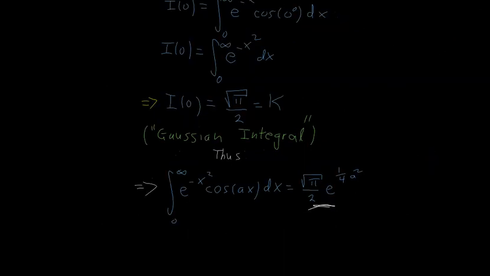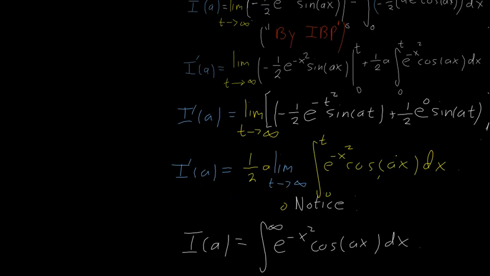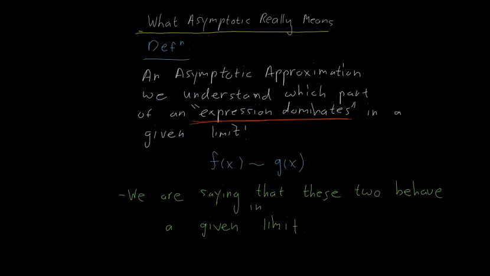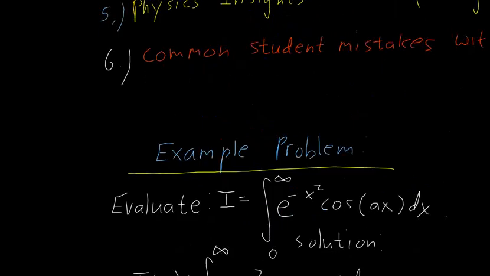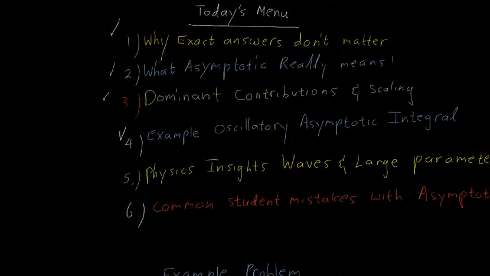But the main point is hopefully you understand not just the algebra, but mainly the structure of how an asymptotic oscillatory integral is working. Okay. And what does it mean to be an asymptotic function in the first place? We have talked about that. Talked about number 4. What about some physical insights when it comes to waves and large parameters? Yes, there are physical applications of integrals like this. Let's look at that.